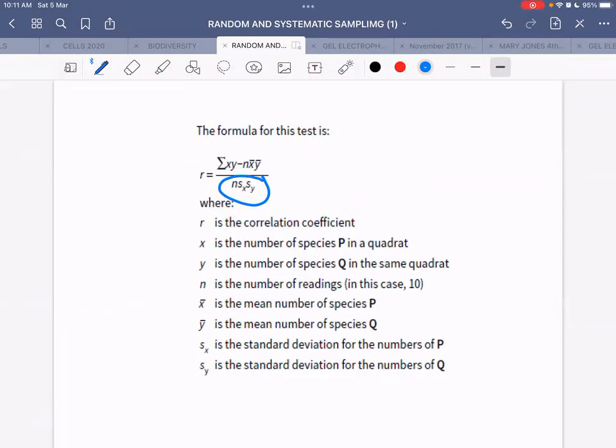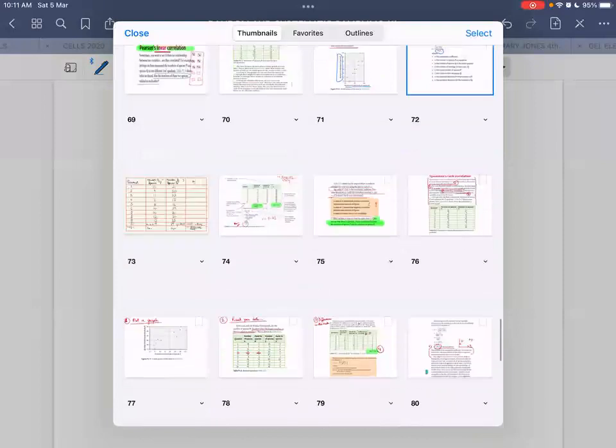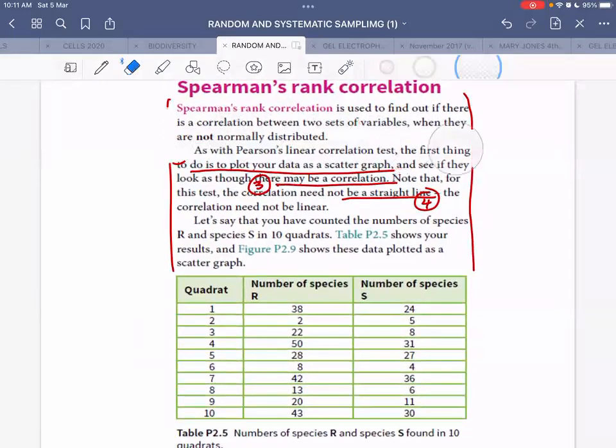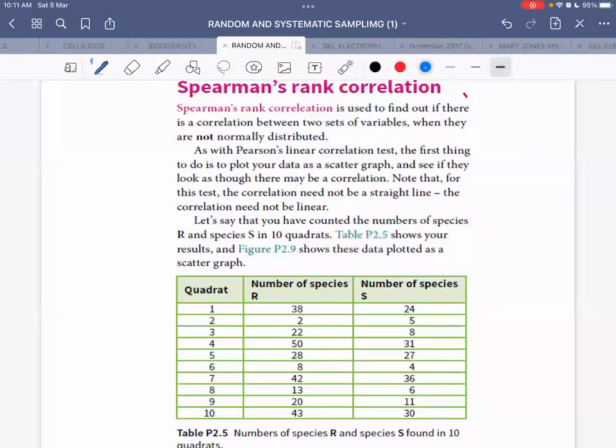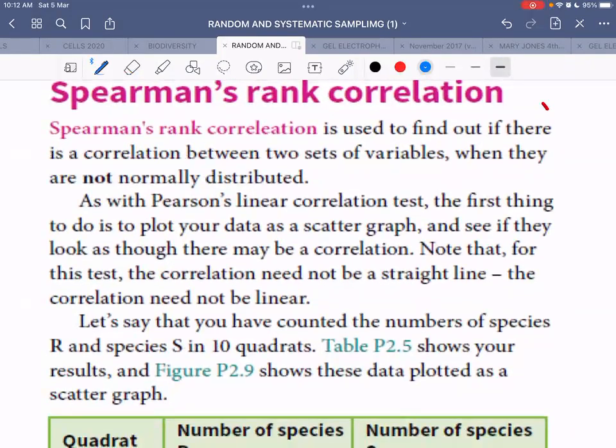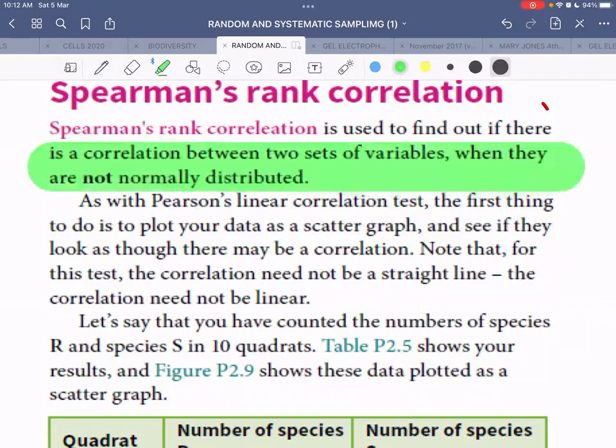Achha, now let's move on to another formula for calculating correlation, which is the Spearman's rank correlation. Now let's see why we use this formula, right? The Spearman's rank correlation is also a mathematical formula which is used to find out if there is a correlation between two sets of variables when they are not normally distributed. Okay? I will show you the data and you will very well realize that just by looking at the data, they don't look as if they are normally distributed.